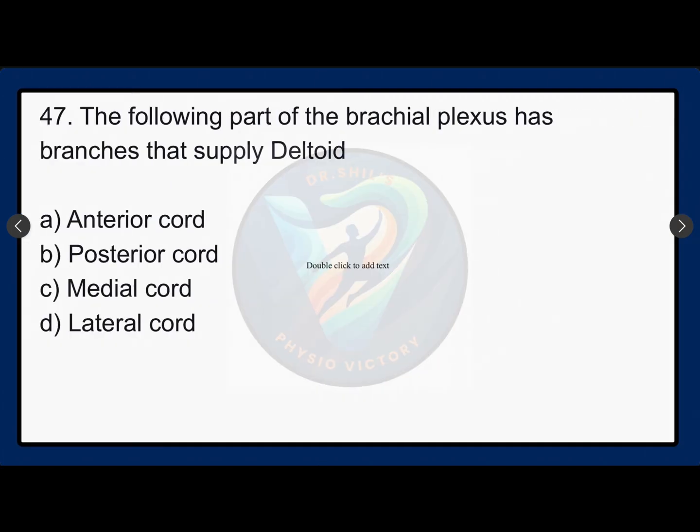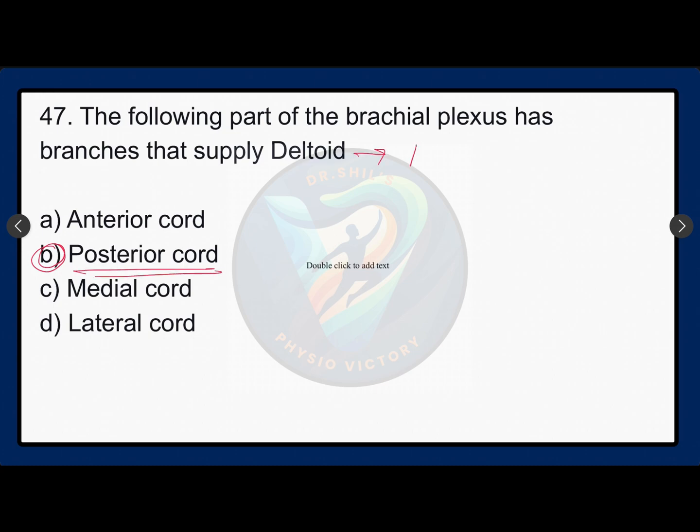Next question, question number 47. The following part of the brachial plexus has branches that supply deltoid. So the answer options are option A, anterior cord, option B, posterior cord, option C, medial cord, and option D, lateral cord. I have made a separate video of brachial plexus. You should watch this. You can find it in the playlist. So here the correct answer is option B, posterior cord.